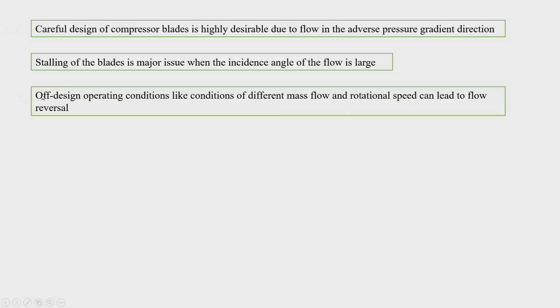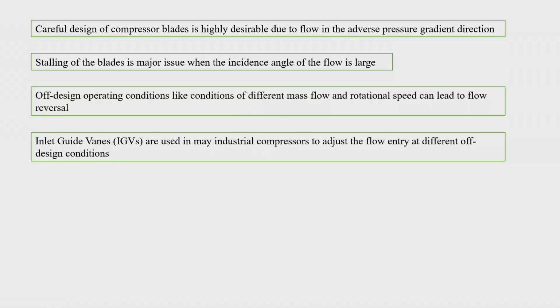And then off design operating conditions are again problems for such conditions, which are rather reasons for the stalling. Stalling would lead to flow separation, and the reason for stalling is off design operating conditions of the compressor. Compressor is designed to work for certain mass flow rate and certain RPM, but if it is not operating for those conditions, then the blades would experience a different angle of incidence of the flow, and that would lead to stalling of the blades.